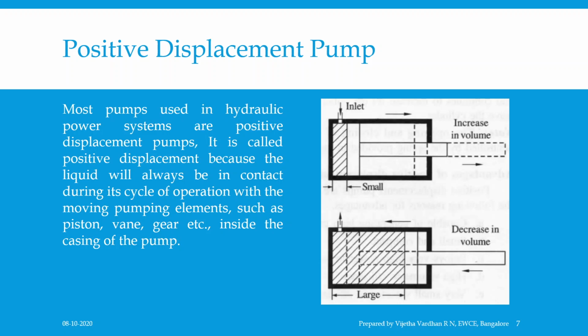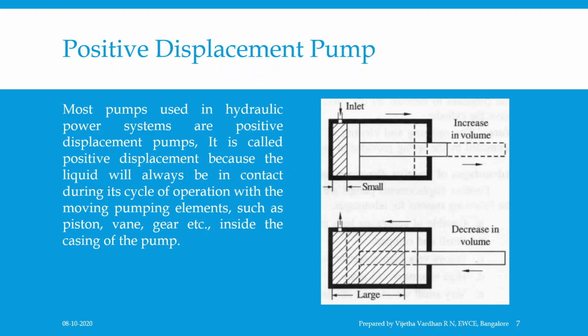It is called positive displacement pump because the liquid will always be in contact during its cycle of operation with the moving pumping elements such as piston, valve, gear, etc. inside the casing of the pump. In a positive displacement pump, the pumping element moves from a small volume to a large volume and then from large volume to a small volume during each pumping cycle, which is as shown in the figure, which is self-explanatory.